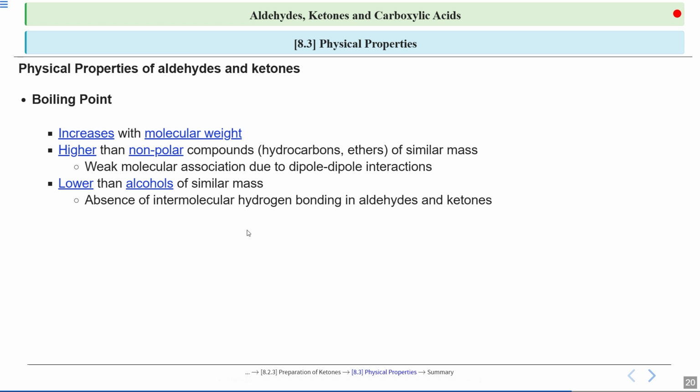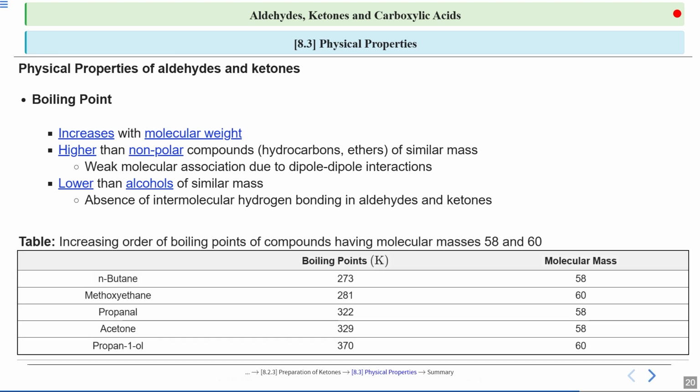Because hydrogen bonding significantly increases the energy required to change the state from liquid to gas, the alcohols boil at higher temperatures.